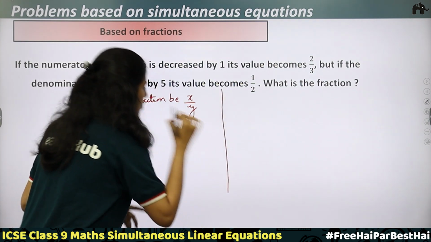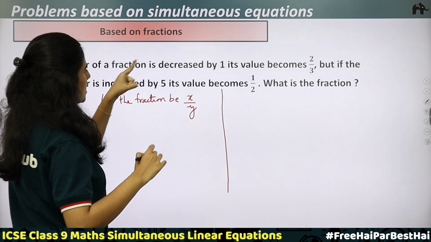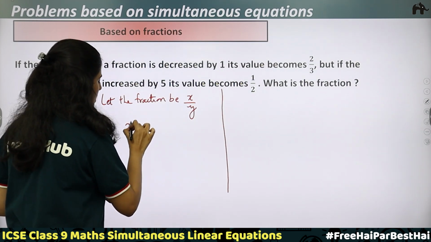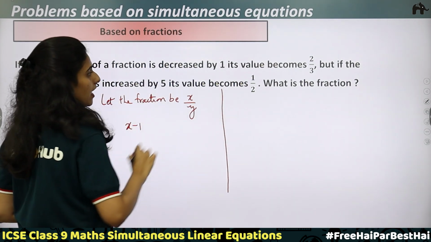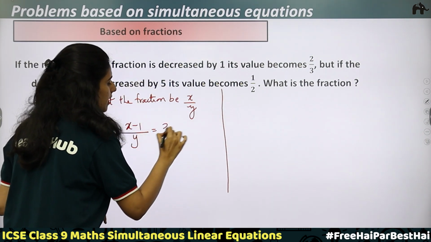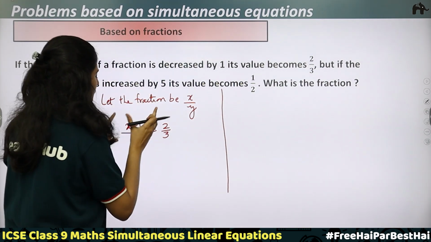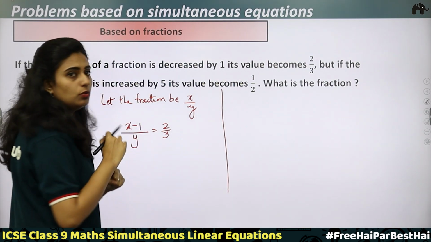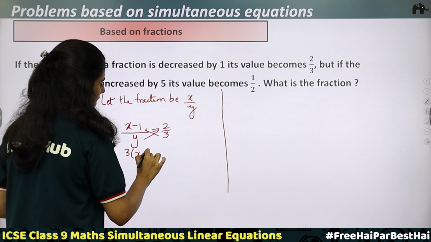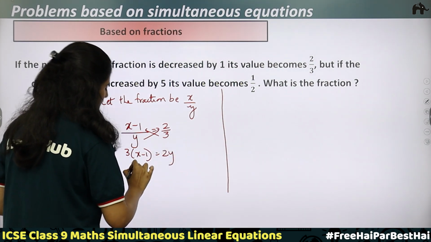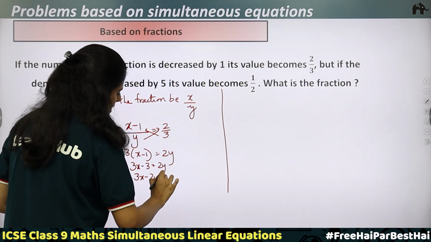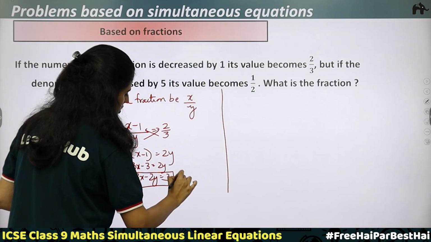Now what is given? If the numerator of a fraction is decreased by 1, which means here the numerator is x, x decreased by 1, subtracting 1 from x, its value becomes 2 by 3. Denominator should be the same, the value will be 2 by 3. We have to make this a linear equation in 2 variables. For that, cross multiplying: 3 into x minus 1 is equal to 2y, 3x minus 3 is equal to 2y, 3x minus 2y is equal to 3. So this is our first equation.